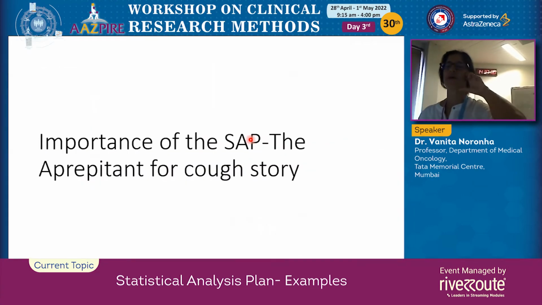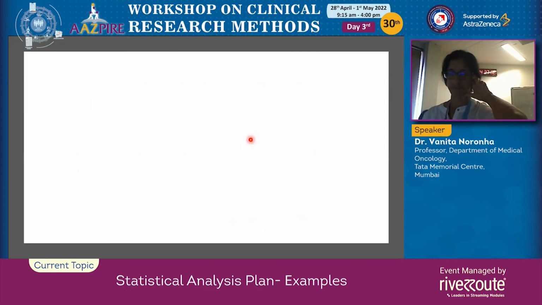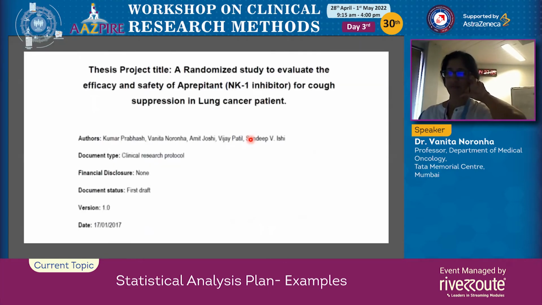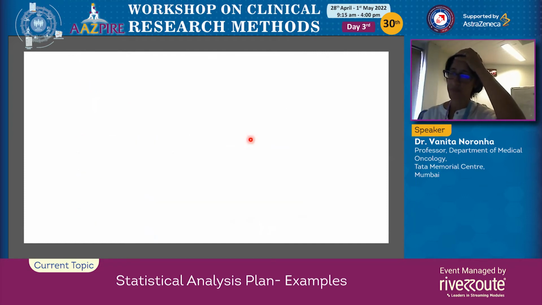So, okay, then aprepitant for cough. So this was a thesis that we had given to one of our students. So using aprepitant, which is an NK inhibitor, usually an antiemetic, but there was some evidence that the NK pathway was also important for cough in lung cancer. So drug repurposing of aprepitant for cough in lung cancer.